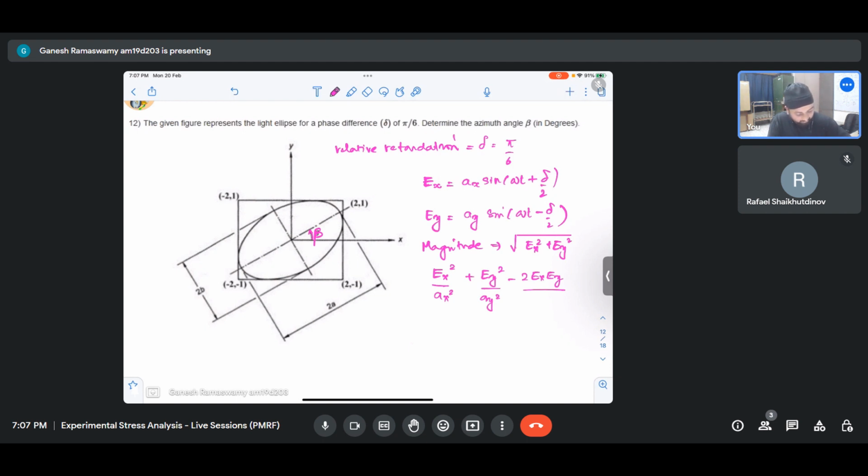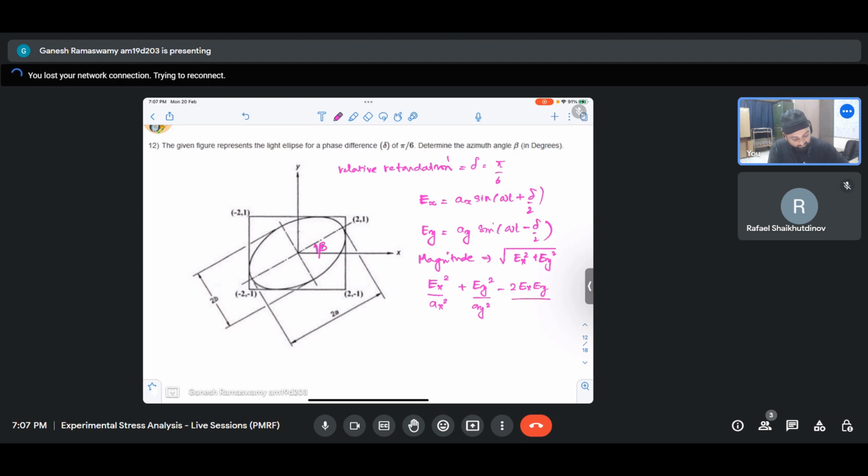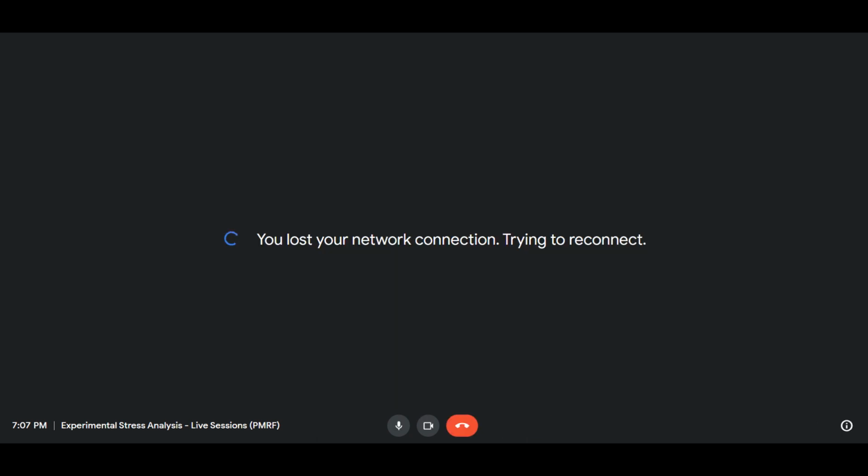AxAy cos delta is equal to sine square delta. So this is the expression for the generic light ellipse that we have.